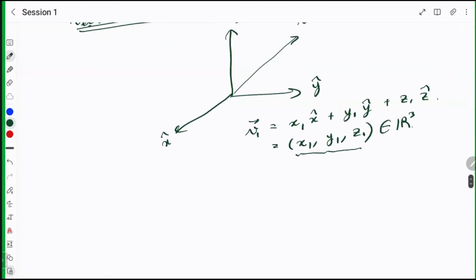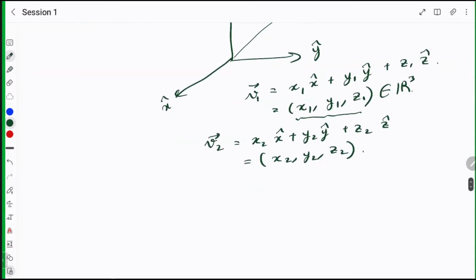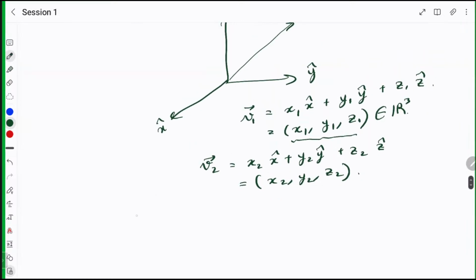Now let's consider another vector in this same space. So let's say x2 x hat plus y2 y hat plus z2 z hat. So again, this would be another x2, y2, z2, something like that. Now, in this space, we can define a dot product. So the dot product we define as something like v1 dot v2. This becomes just the product of the corresponding components. So something like this.